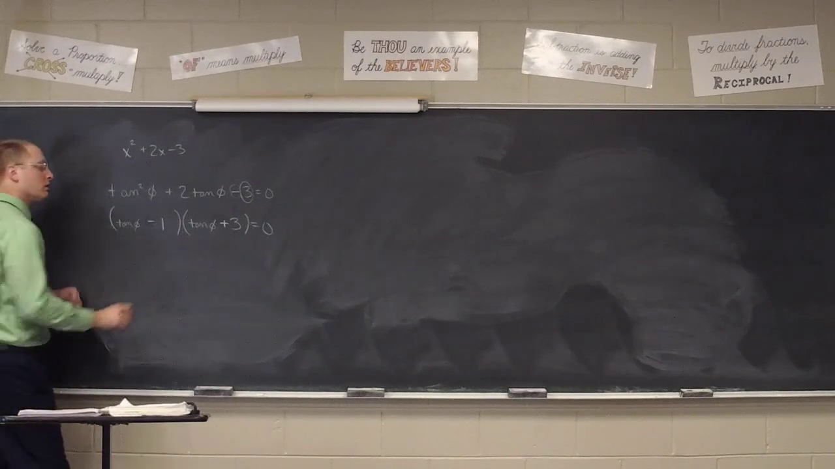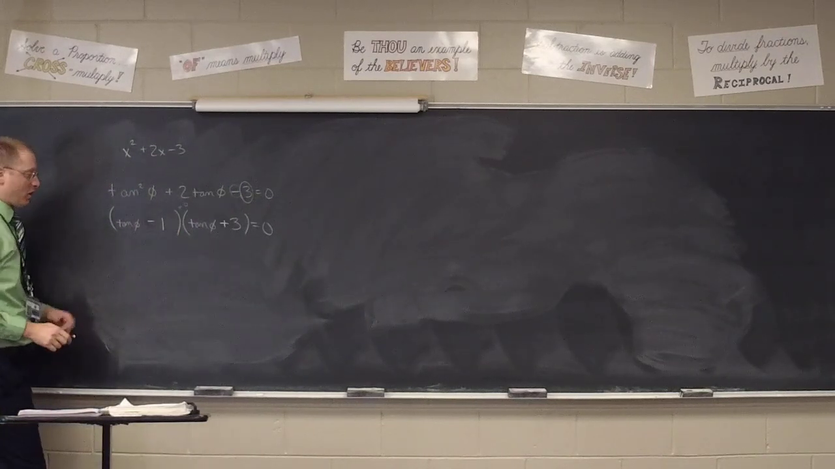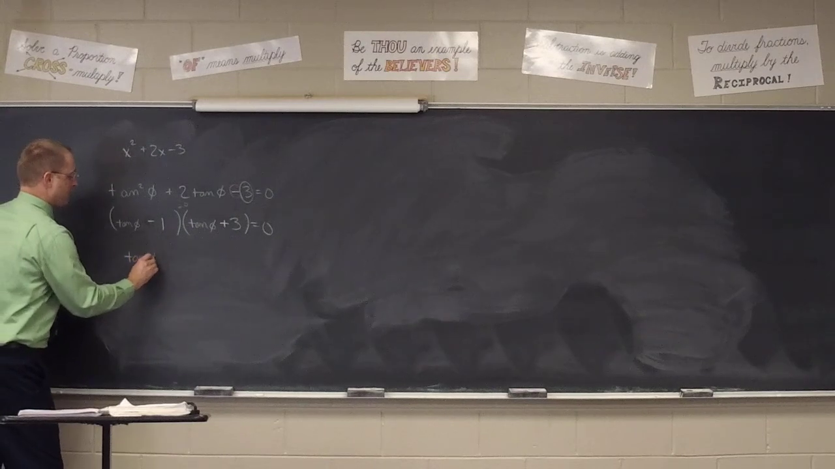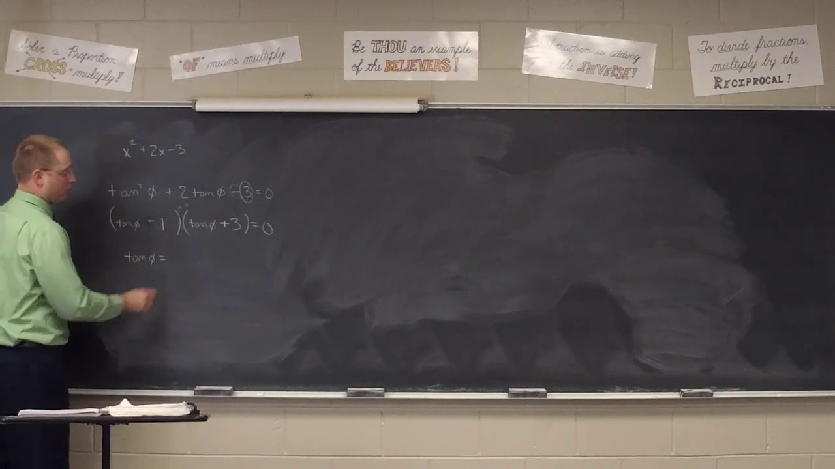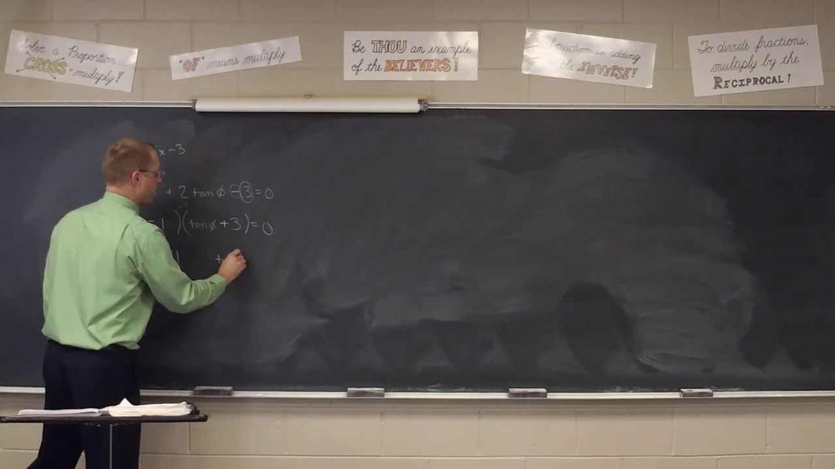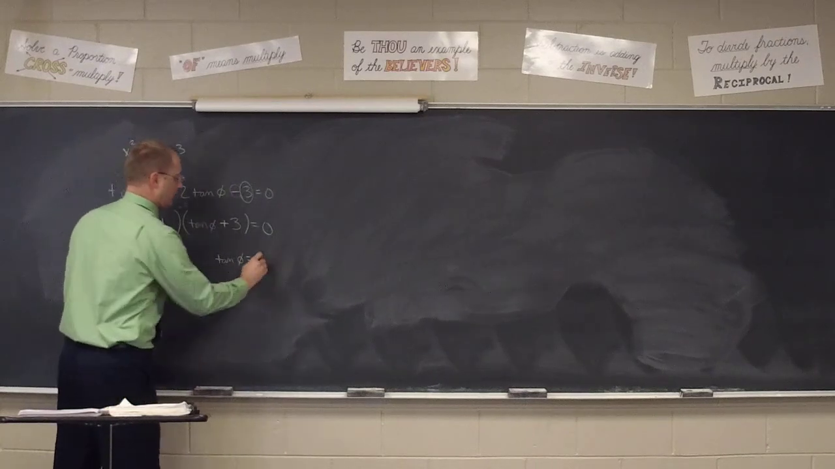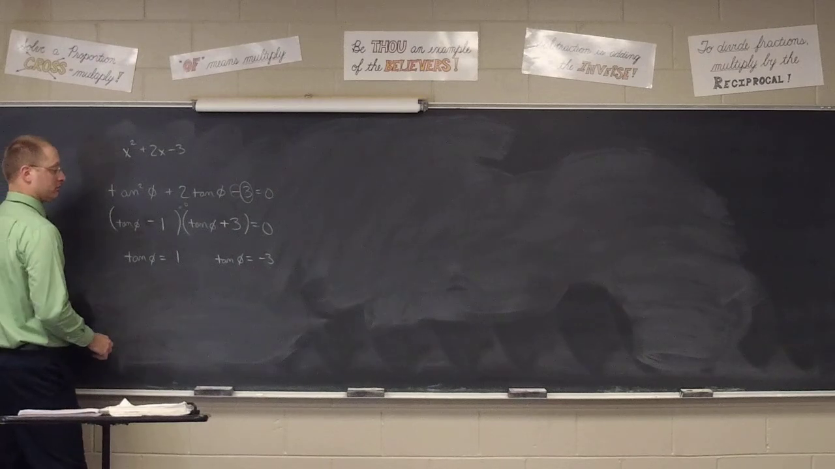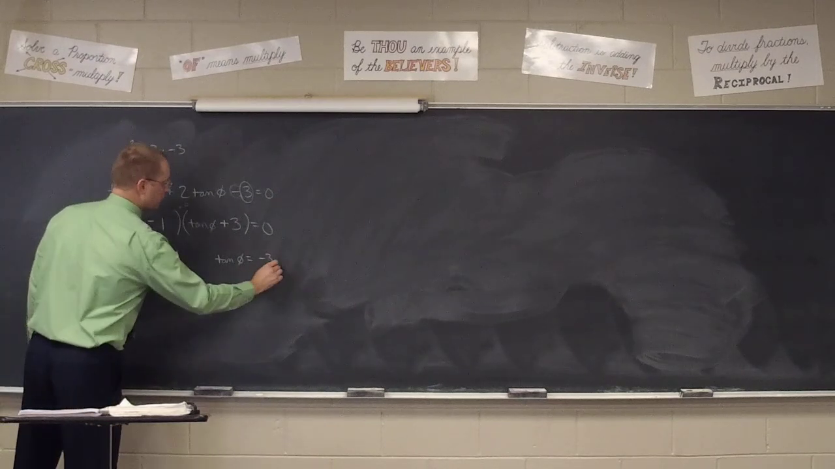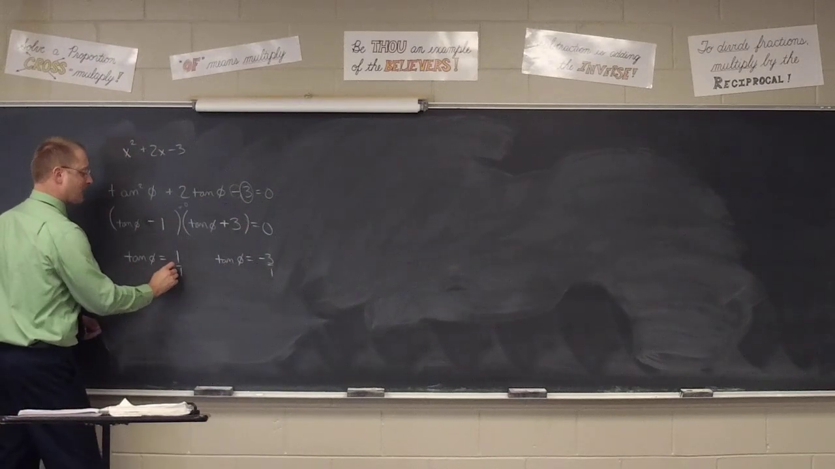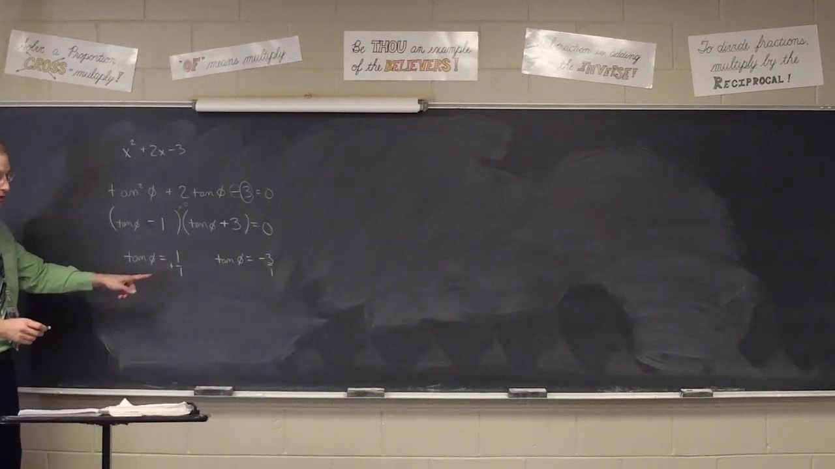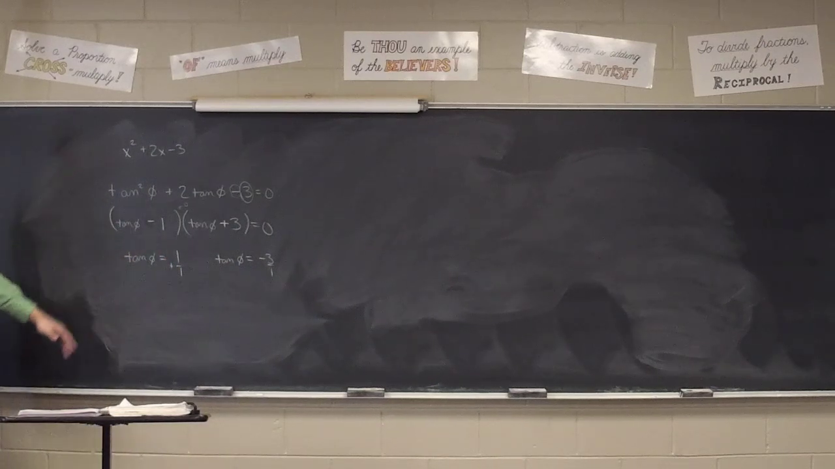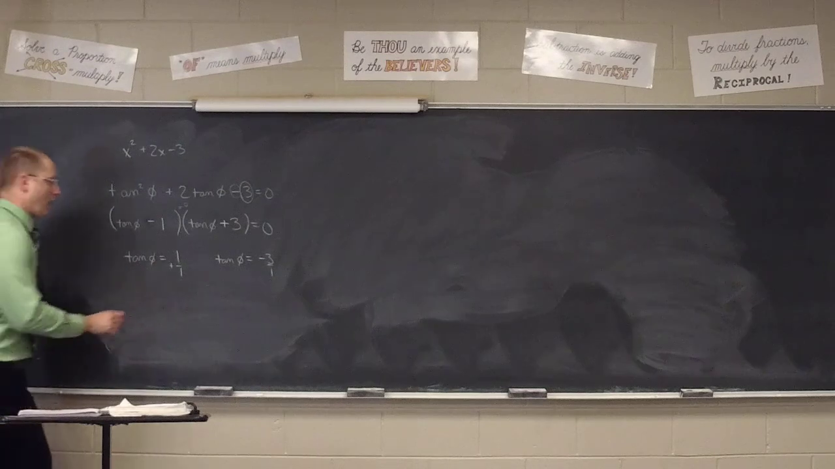And then set each factor to 0. So you get that the tangent of phi is equal to 1. And we get that the tangent of phi is equal to -3. In each case, make them ratios over 1. And I'm going to go ahead and write the positive that is understood here. There, I don't need to put a sign because the negative is already there. Here, let's put the positive.